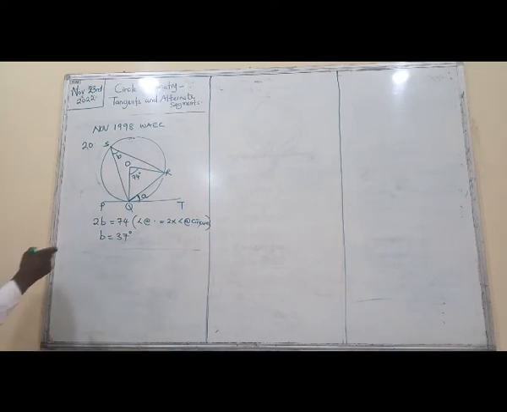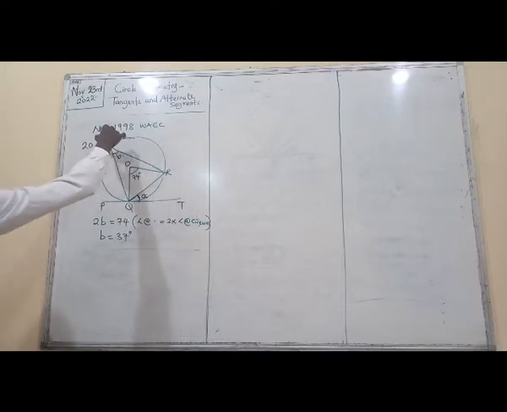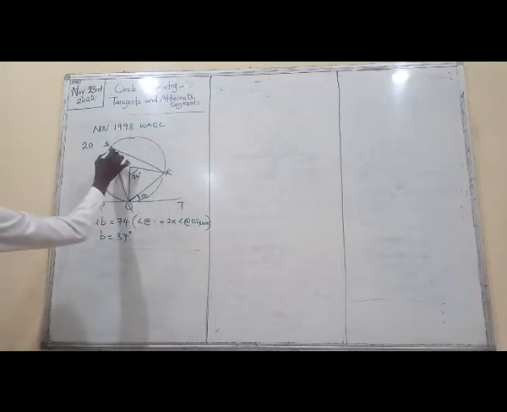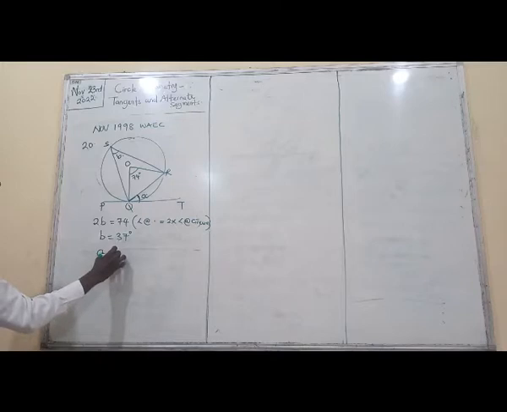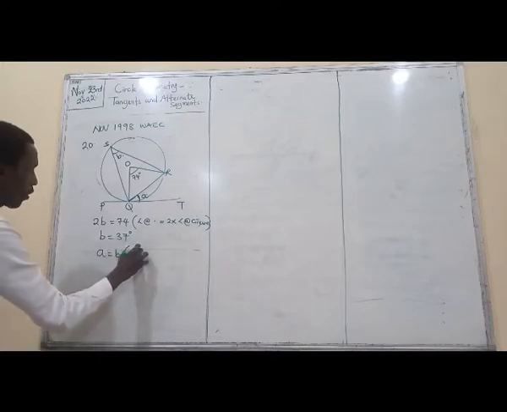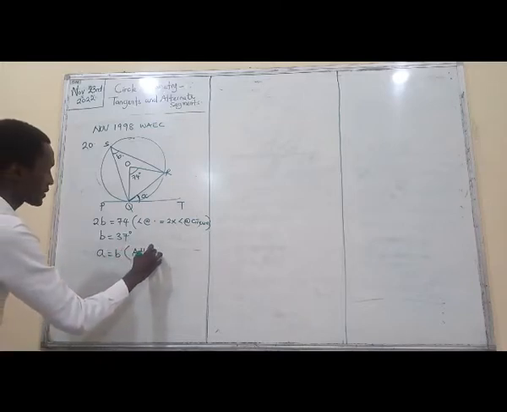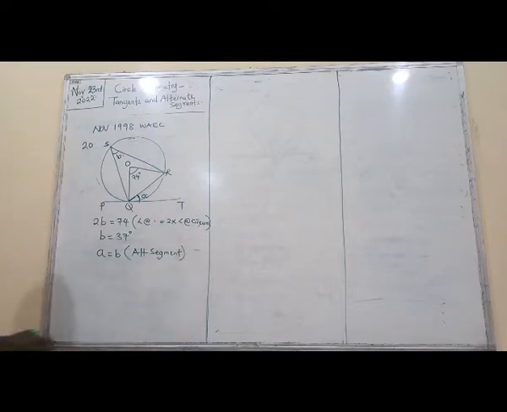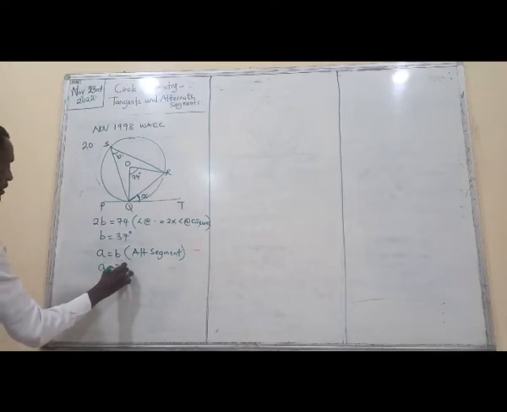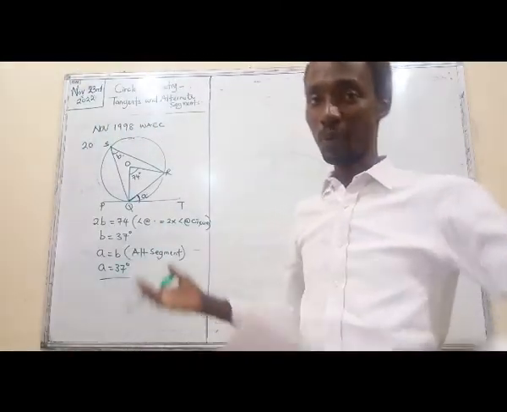Now, once we've gotten this, A can be related to B. We said the relationship is more or less like a corresponding angle relationship. So from here, we can say that A is equal to B. What's the reason for that? Alternate segments. So with that settled, A will be equal to 37 degrees. And that clears that problem as it ought to be. So pick another one.